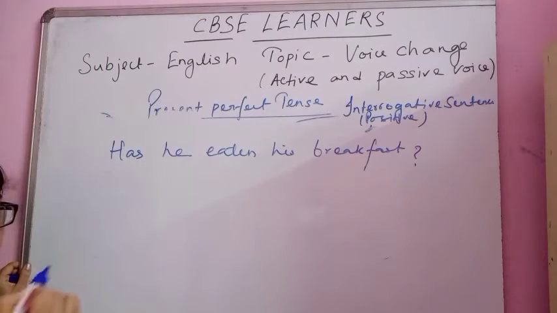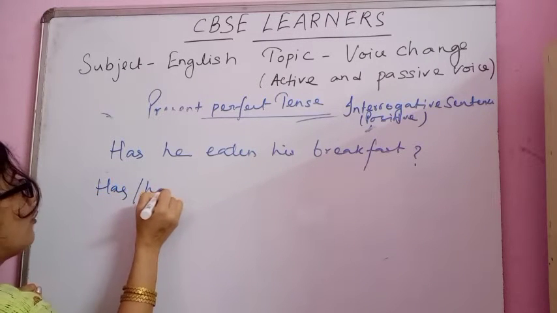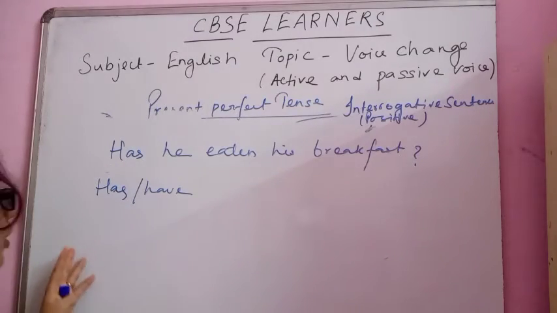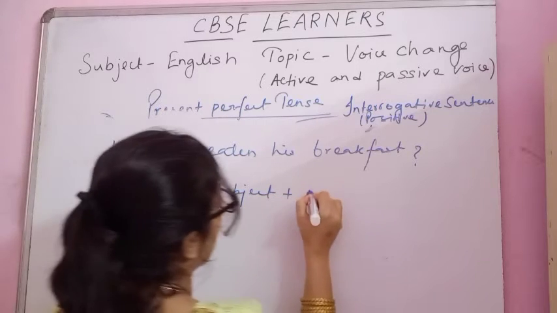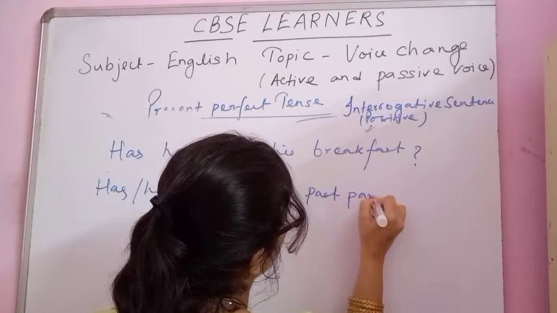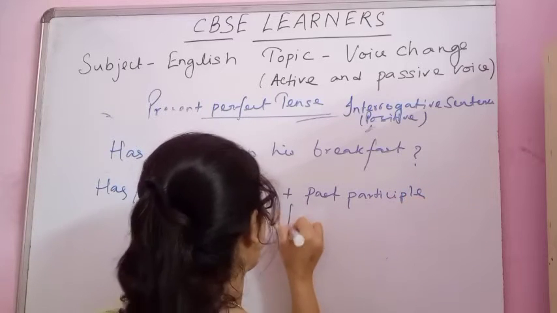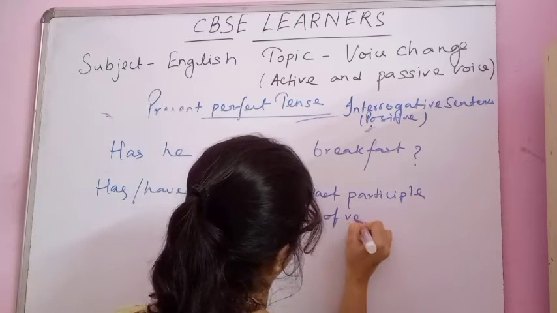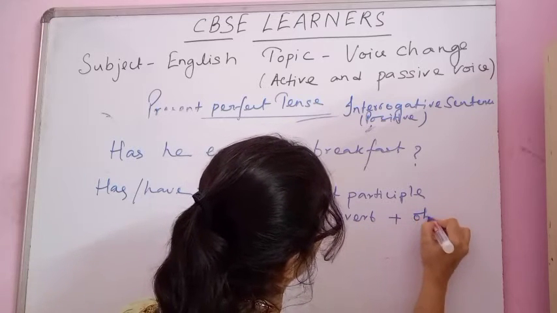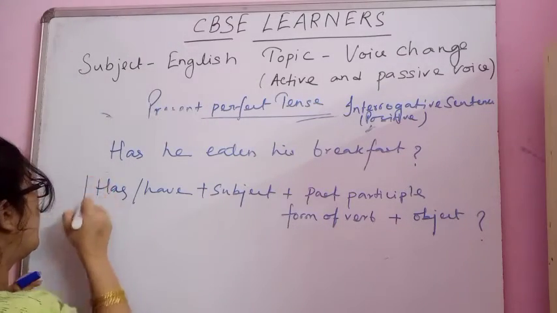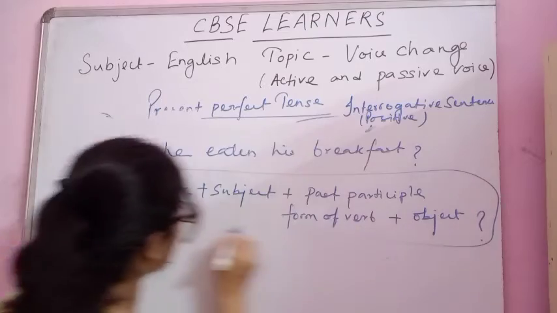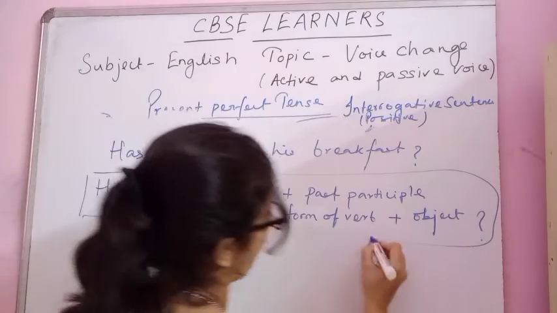So in case of interrogative sentence, in case of active voice, the question will start with has or have depending on the subject. So the formula will be has or have plus subject plus past participle form of verb plus object with question mark. So this is going to be the formula in case of interrogative sentence, in case of active voice.